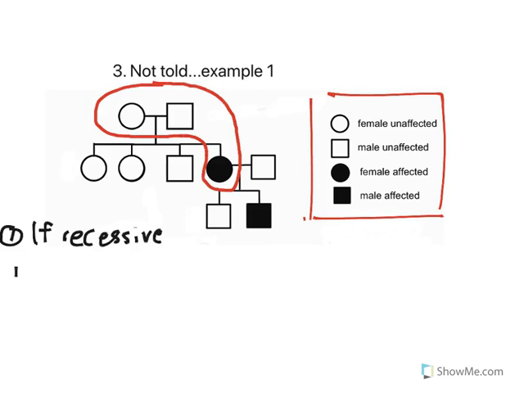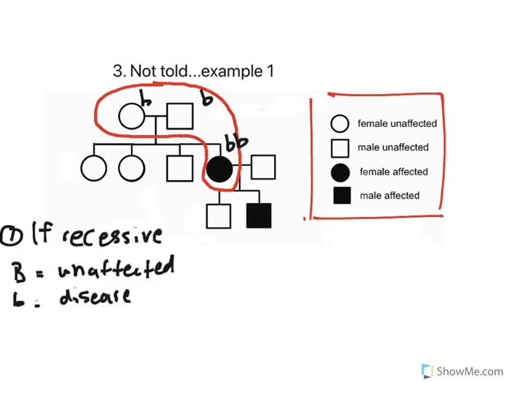Let's, like we normally do, assign letters. Big B is unaffected if it's recessive, and little b would be the disease or affected. Okay, so say this person here, the affected child, has got two small b's and the parents have a little b. Can they be unaffected? Well, yes, they can. If they are both carriers, if they're both heterozygous, then yes, it's possible.